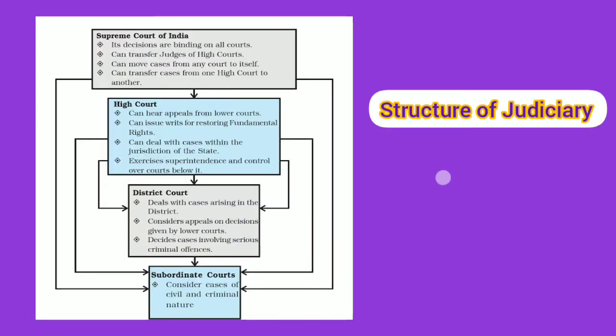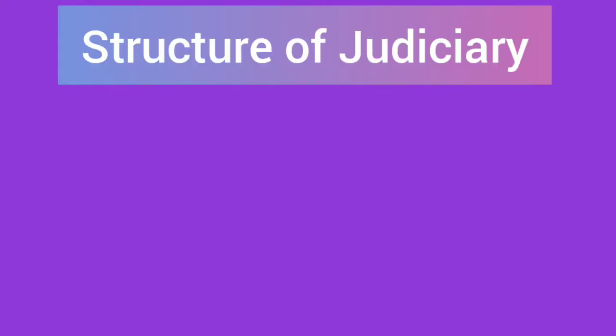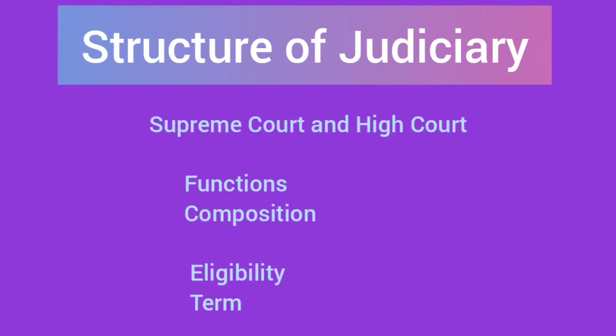In this part, beta, we will learn about the structure of the judiciary and cover page number 127 till 130 of your NCERT book. Beta, in this we will learn about the difference between Supreme Court and High Court. We will learn the difference under headings including functions, composition, eligibility and lastly terms.